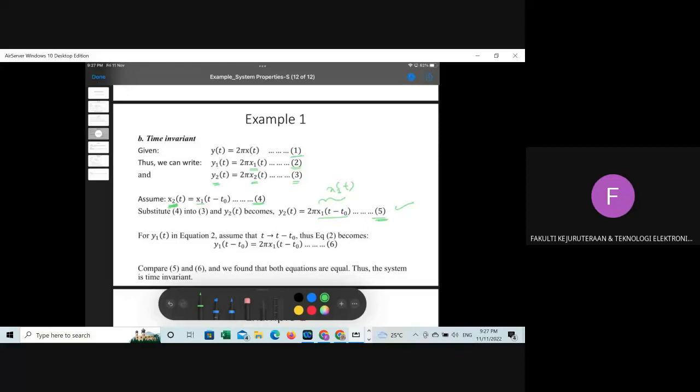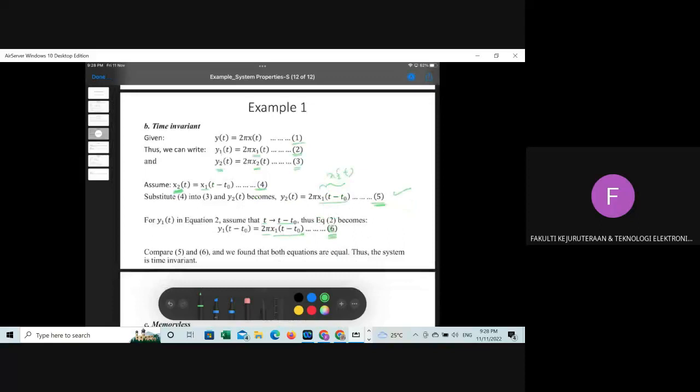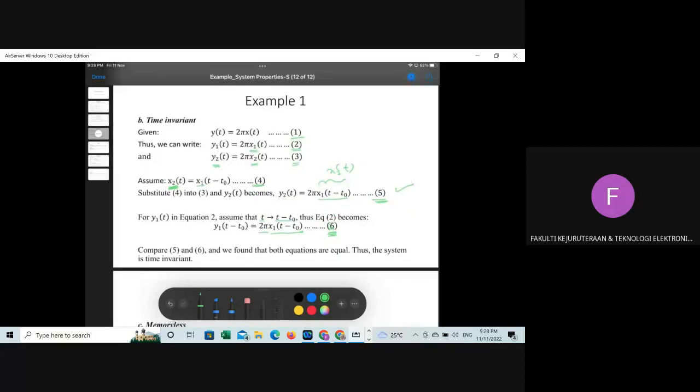So you do the transformation, t into t minus t naught, in equation 2. So you will have 2 pi x(t minus t naught). When you see this, you have a new equation, equation 6. Then you compare equation 6 and 5. If equation 6 equals equation 5, the system is time invariant. If not, the system is not time invariant.